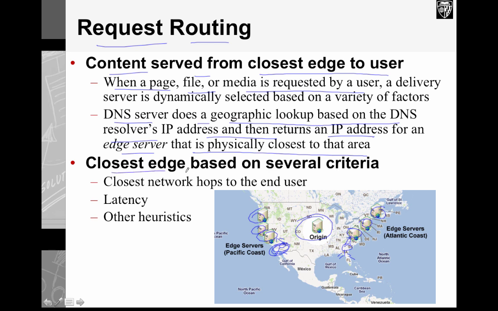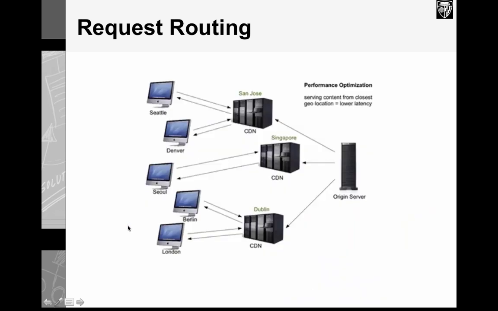The closest edge server is determined based on several criteria: closest network hops to the end user, latency, and other characteristics. We'll look at this when we start looking at CloudFront, which is a specialized CDN service from AWS. And we'll see how CloudFront does it.